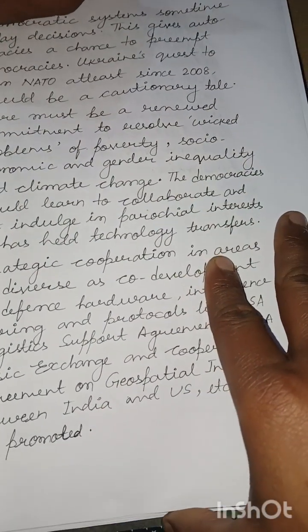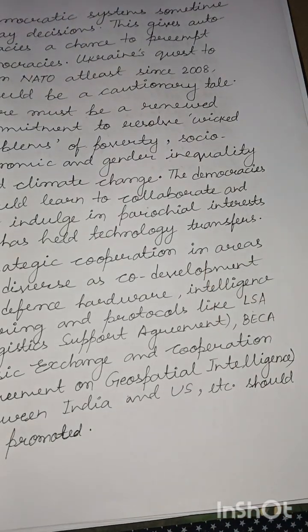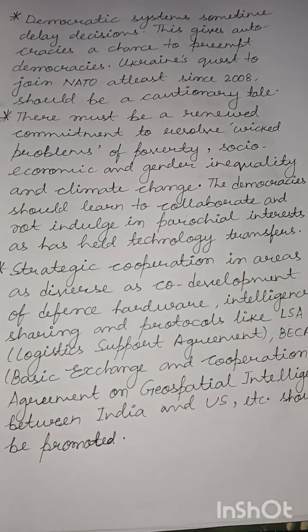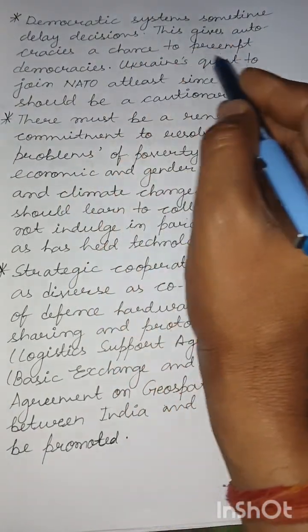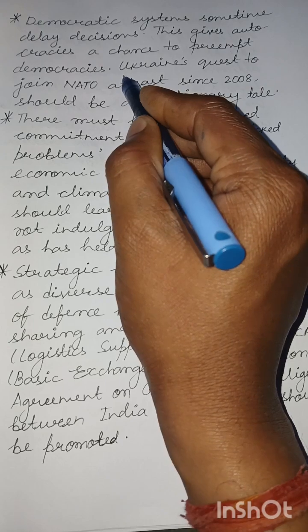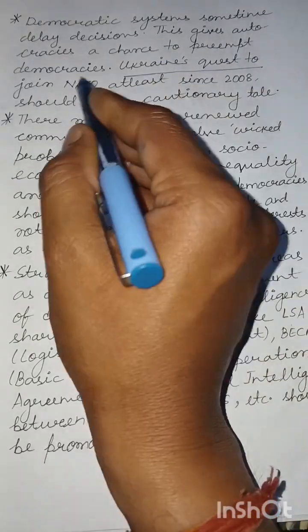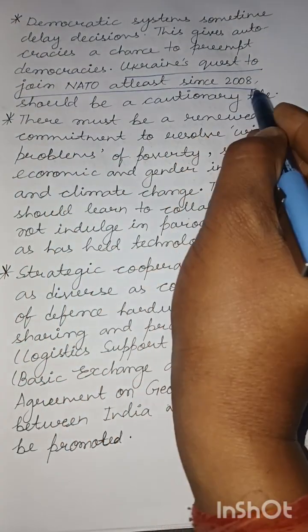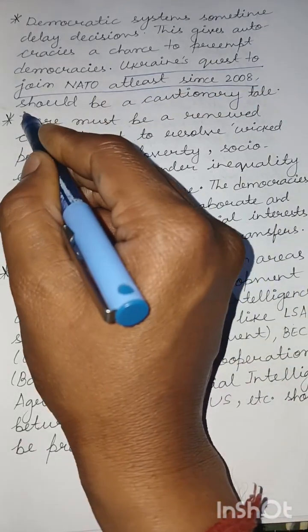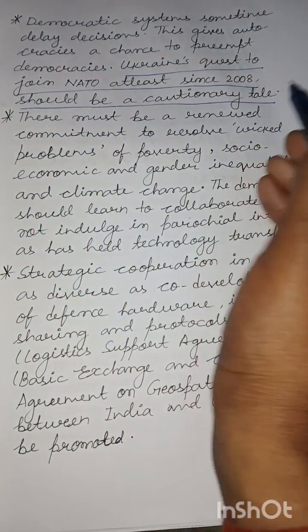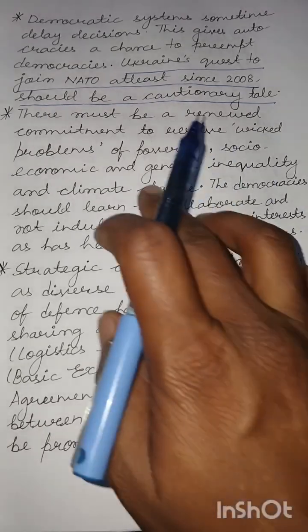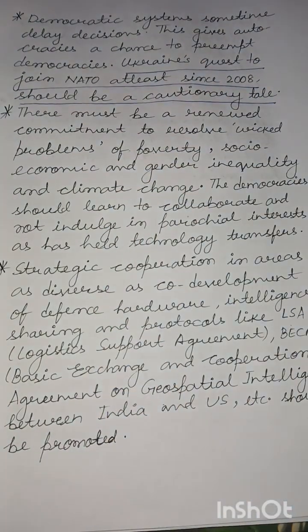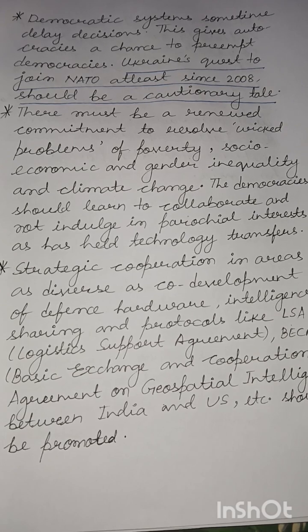As we were talking about the delays associated with democratic decision making, democratic systems sometimes delay decisions. This gives autocracies a chance to preempt democracies. A cautionary tale is Ukraine's quest to join NATO, at least since 2008, which has been held up by, you could say, the delaying tactics of the European Union, and all of this has meant that Ukraine was left unguarded when it was facing a potential Russian aggression.